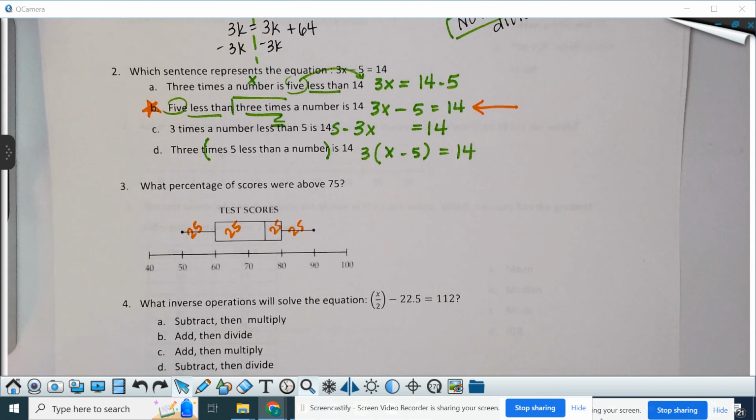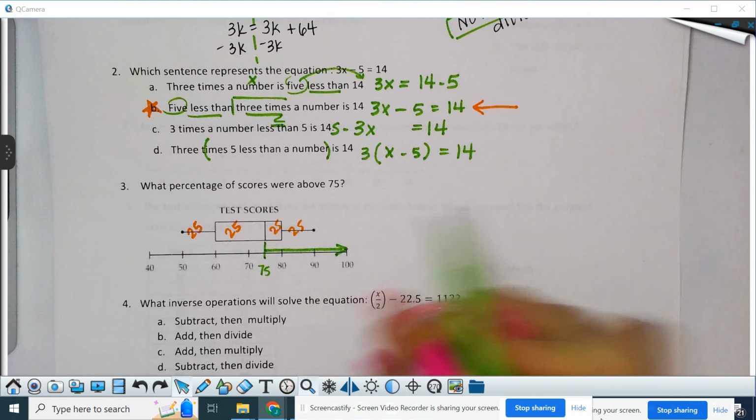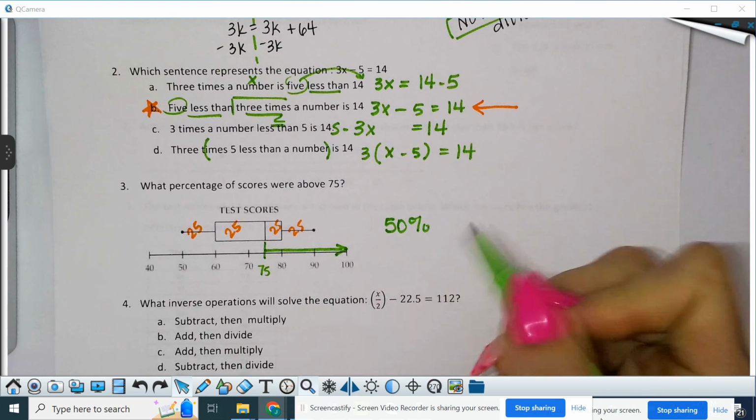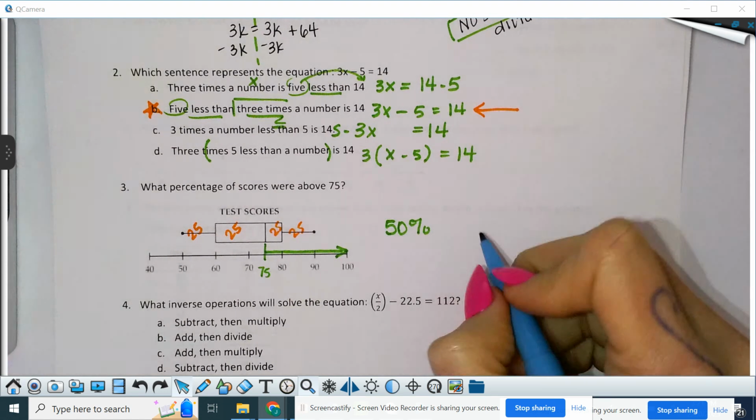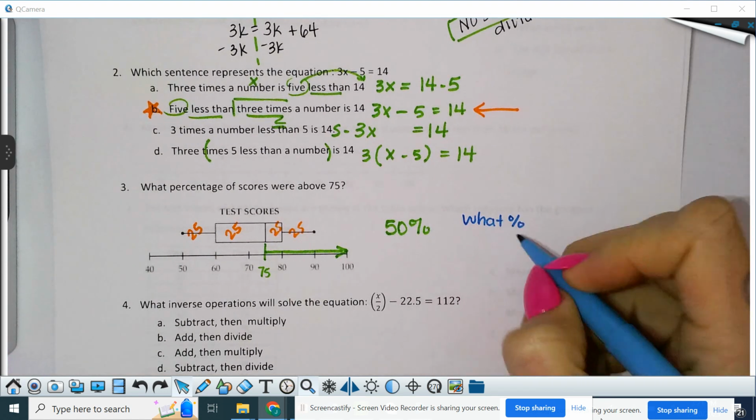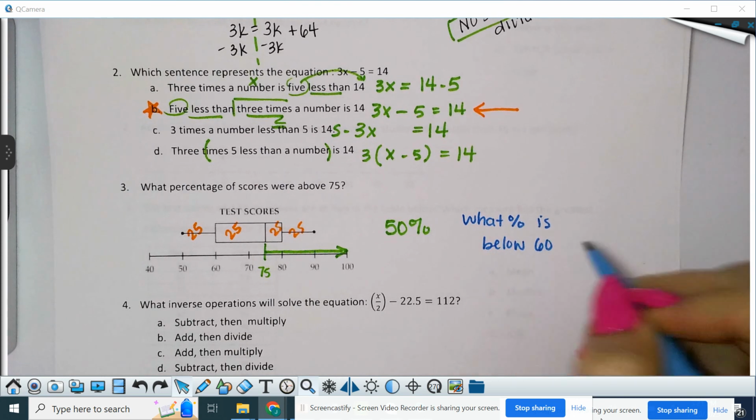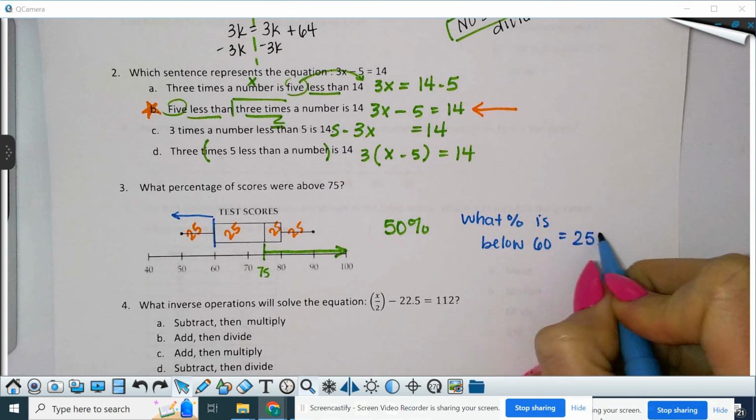So what percentage of scores were above 75? So 75 is going to be right here, and above is going to be this way. So that's 25, 50%. So 50% of our scores are above 75. If it was to ask what percent is below 60, I would go to my 60, and below is going to go this way, so that's going to be 25%.